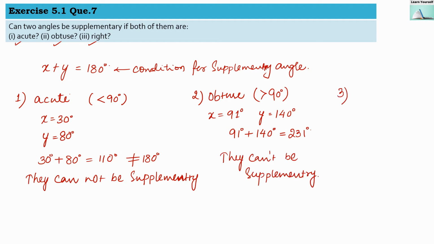Now the third case is if they both are right angles. A right angle means equal to 90 degrees. So let x be 90 degrees and y be 90 degrees. So 90 degrees plus 90 degrees gives us 180 degrees. So they can be supplementary.